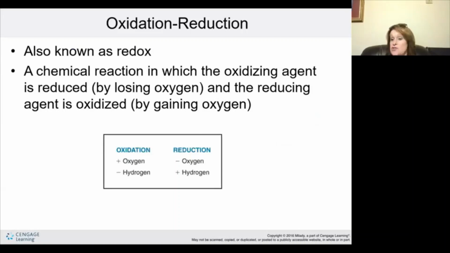Oxidation-reduction, also known as redox, is a chemical reaction in which oxidation and reduction take place at the same time. So it oxidizes and does a reduction process all at the same time. In an oxidation process, you add oxygen and remove hydrogen. In the reduction process, you remove oxygen and add hydrogen.